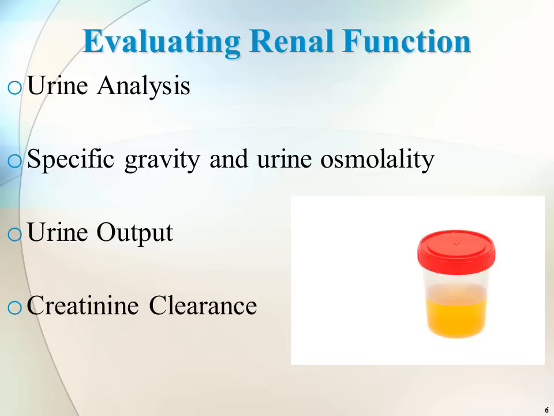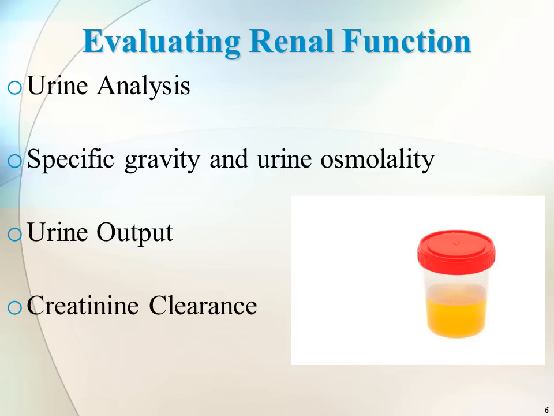A urinalysis looks at the color, the clarity, and the odor of the urine. There is a microscopic evaluation that looks for cells, casts or crystals, and any microorganisms that are in there. That tells us, in general, how the kidney is functioning. Then we look at specific gravity and urine osmolality. Specific gravity is an indication of the kidney's ability to concentrate or dilute the urine.